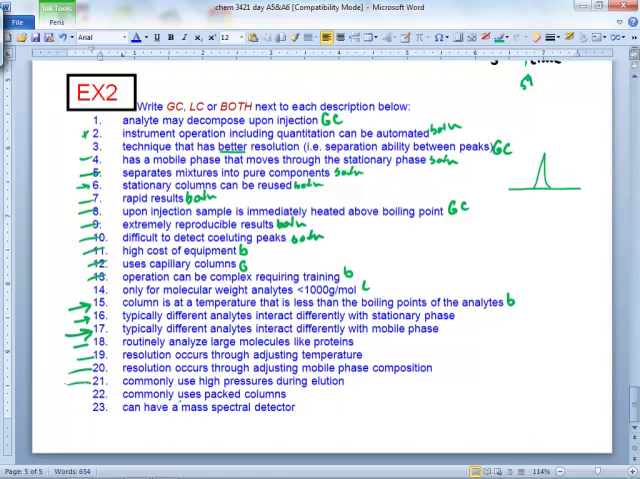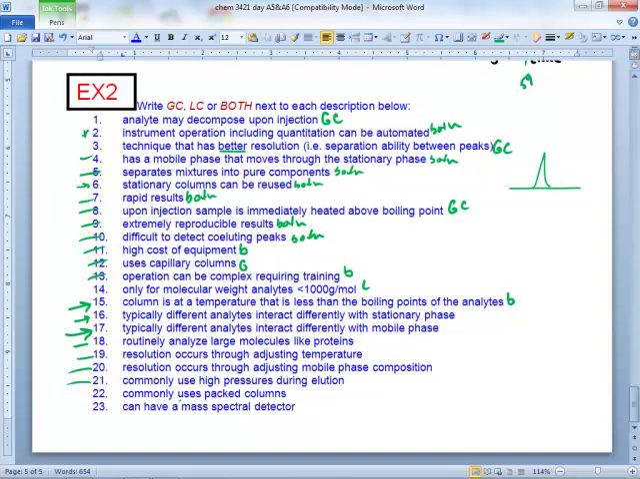Okay, whatever. Commonly uses packed columns. Yeah, but which type was that? LC. GC, 99.9999% of the time, they use what type of columns? Capillary columns. Are they packed? No, they're an empty tube in there, right? Well, they have a little liquid layer. Can have a mass spectral detector. Just a detector. Slap it on whichever one you want, right? Okay. So have a good day.